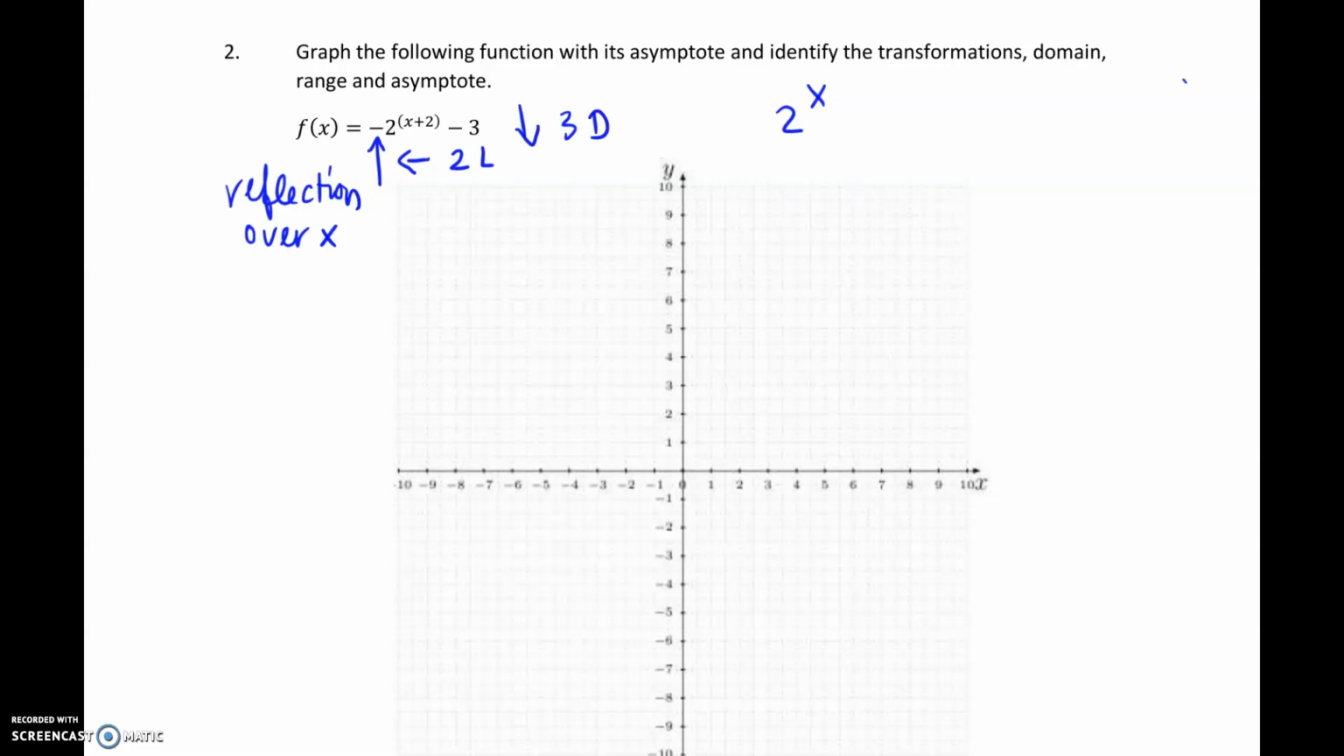So 2 to the x power over here: 2 to the 0 is 1, 2 to the first power is 2, 2 to the second power is 4, 2 to the negative 1 power is 1/2, and so on. So 2 to the x looks like this. It starts out growing slowly, and then at some point it starts growing very quickly. Our horizontal asymptote over here is at 0.